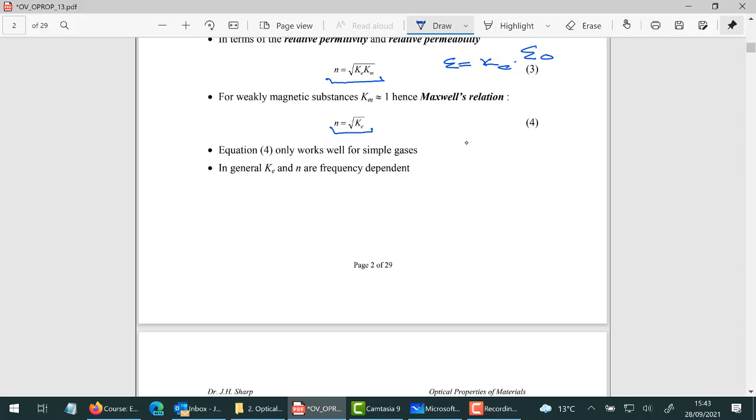In general, the permittivity and the relative permittivity and the refractive index are frequency dependent. In other words, as we go from red light through to blue light, then the value of the refractive index will be different for those wavelengths.